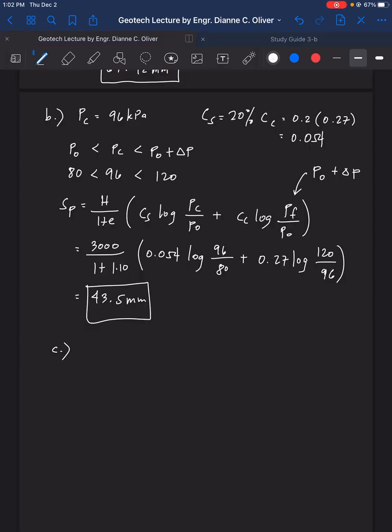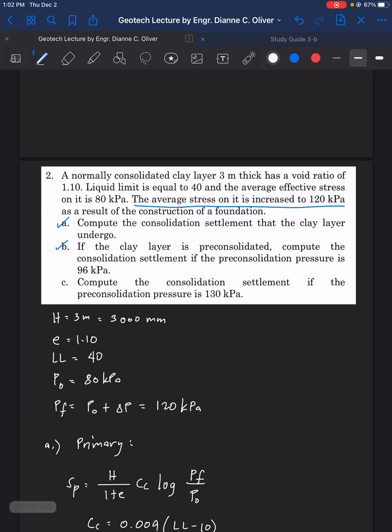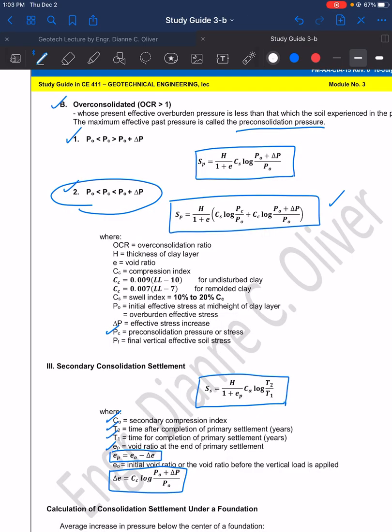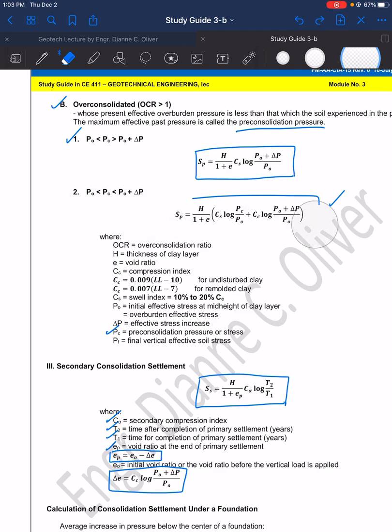Letter C here is compute the consolidation settlement if the pre-consolidation pressure is 130. So PC is 130. So we have P sub O of 80, PC of 130, then P sub O plus delta P is 120. So this is P sub C greater than P sub O and P sub O plus delta P. And that scenario is the number 1.